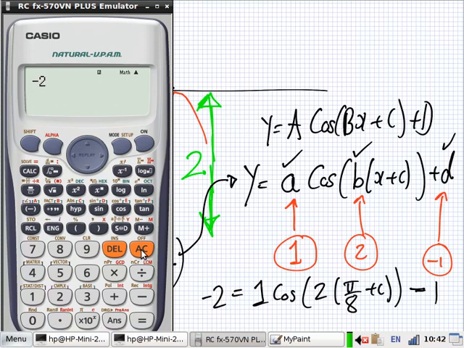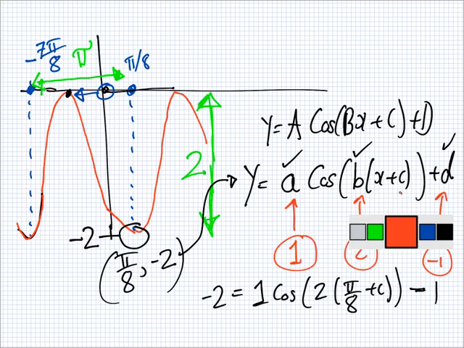Minus 2 plus 1 divided by 1. Oh, for goodness sake. Minus 2 plus 1 divided by the 1. And then cos inverse, divided by 2, minus pi over 8. Right, so 3 pi over 8 is what I got here for the C. So the C is 3 pi over 8.